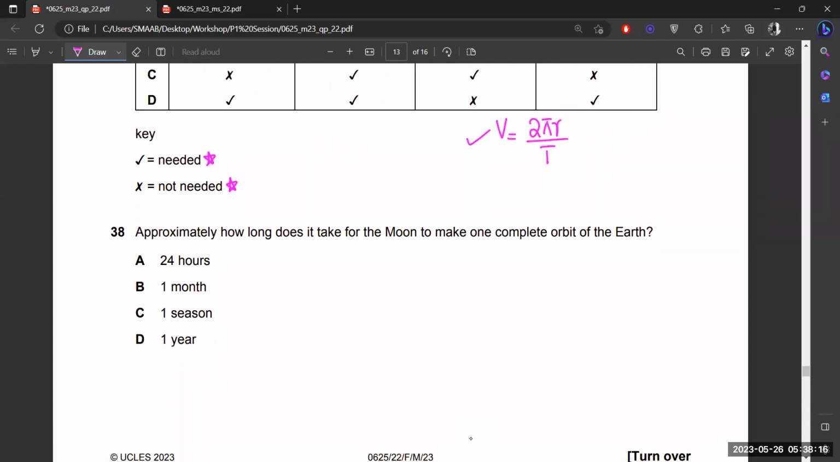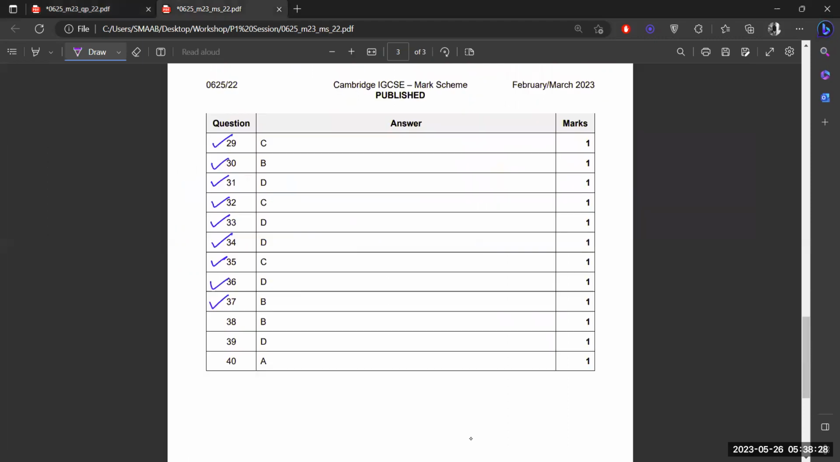Approximately how long does it take for the moon to make one complete orbit of the Earth? So that is very simple. The moon takes 1 month to complete an orbit around the Earth. So B is the right choice. That is very simple.